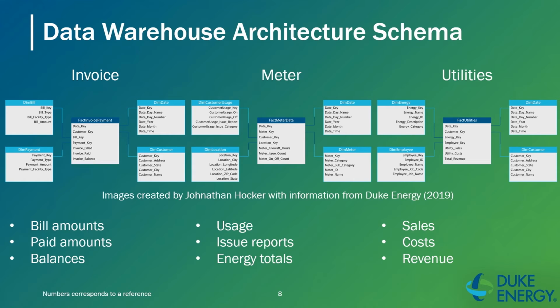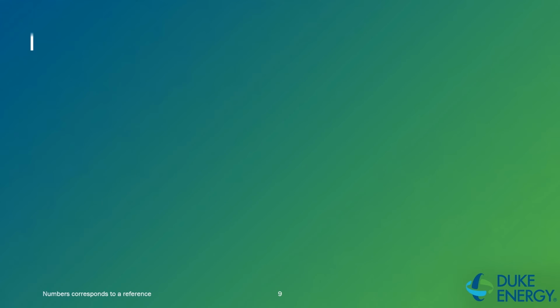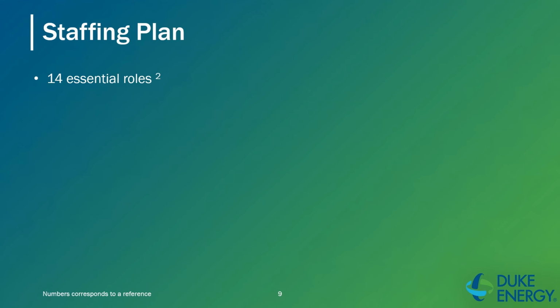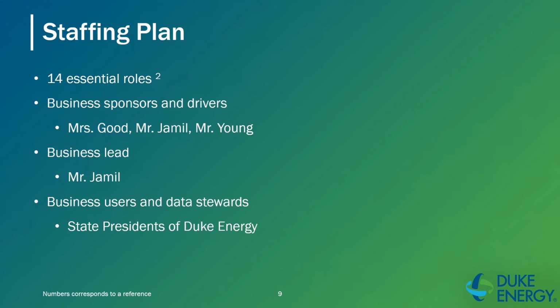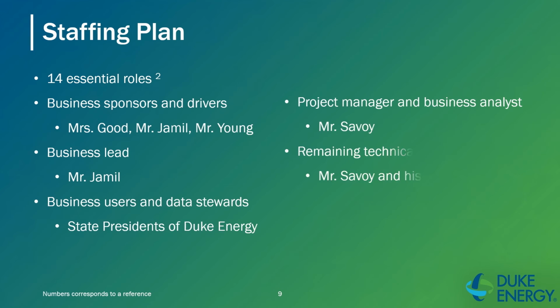Kimball and Ross state there are 14 roles, not personnel, between the business and technical sides of an environment that are required for a successful data warehouse business intelligence project. These roles are business sponsor, business driver, business lead, business users, business analyst, data steward, BI application designer, project manager, technical architect, database manager, metadata coordinator, ETL architect, and ETL developer.